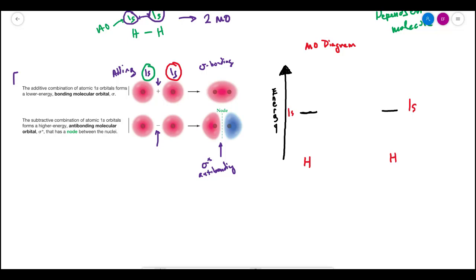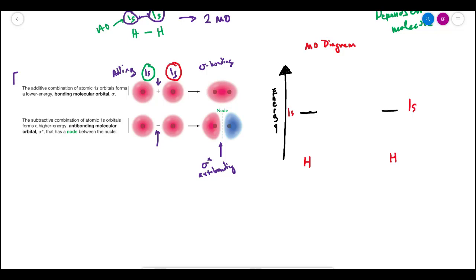Okay, so how do we construct the diagram from this picture? Well, we're adding one and we're subtracting one. We already know that nodal planes in an orbital mean that it has higher energy. Remember, a nodal plane is the point of zero probability. An electron can't reside there. Electrons don't like to have nodes. More nodes mean higher energy because they can't dwell in those places.